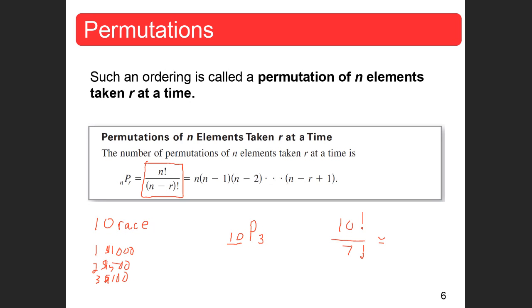So now if I wanted to know how many different ways you could end up first, second, or third place, it would be 10 times 9 times 8, because the 7 factorial would cross off. So what would that be? 720? 720 different possibilities. Okay, now I'm going to show you how to do this with a calculator, okay?